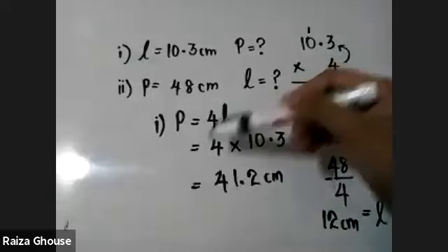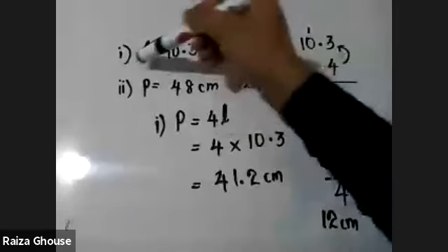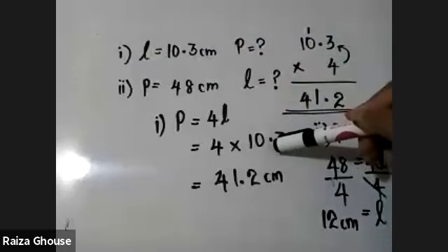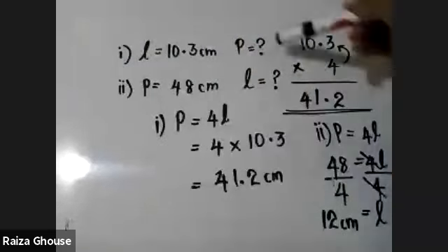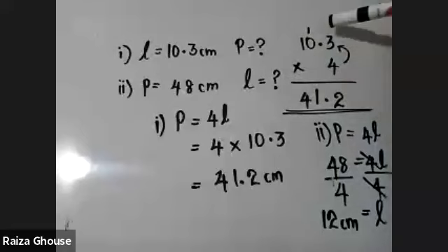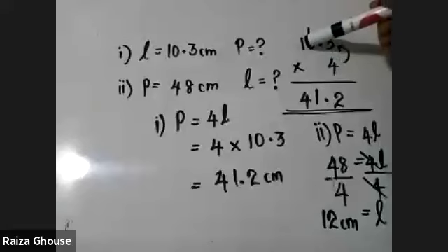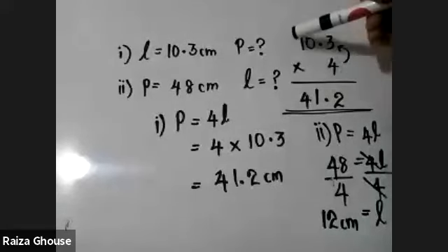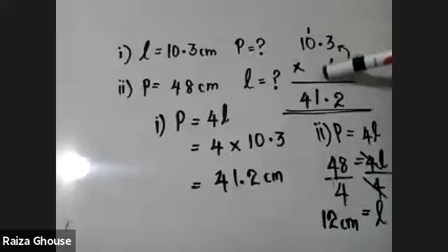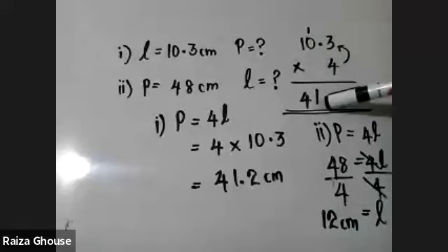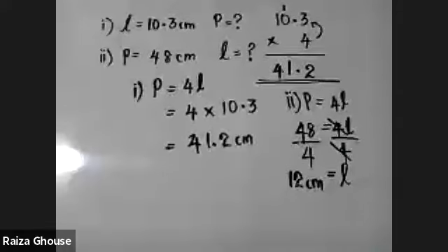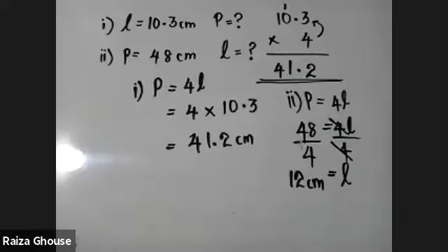4L is the formula. 4 times the length. Length is already given here, 10.3. That you have to write down here. Then you should multiply. Multiplication method I have done here. 4 into 3, 12. 2 here, 1 here. 4 into 0 is 0. 0 plus 1, 1. 4 into 1 is 4. Decimal point coming down. 41.2. That's all. Is that clear? Yes, teacher. Okay, lower your hand.